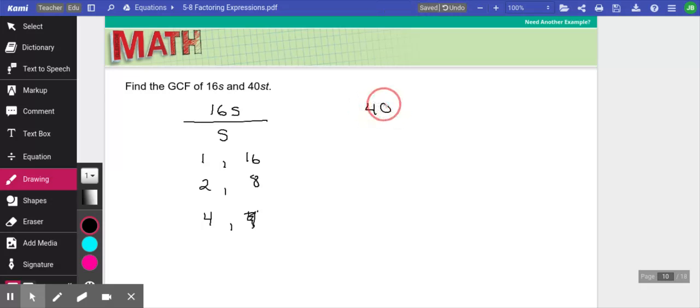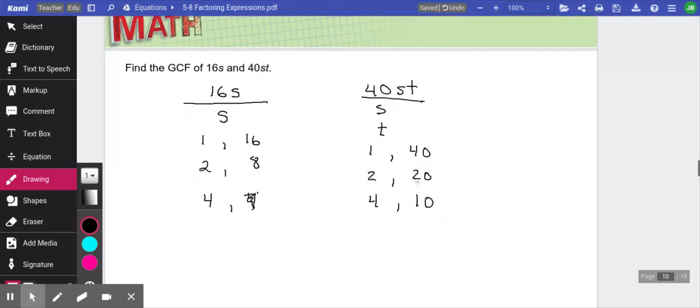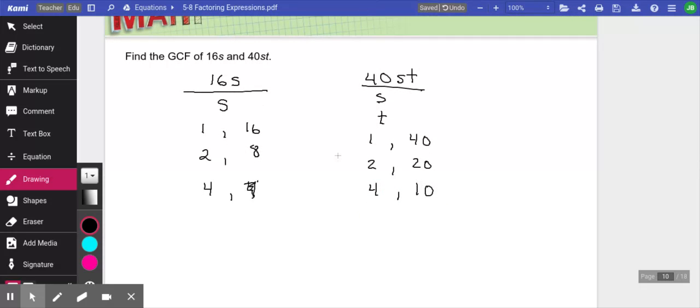40st, on the other hand, has the s, the t, and then 1 times 40, 2 times 20, 4 times 10. I'm going to scroll down here a little bit, give myself some room. We have also 5 times 8.